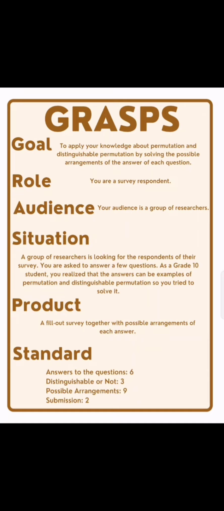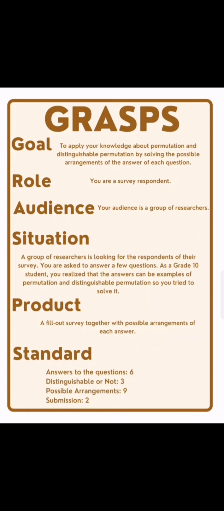Your role is a survey respondent. Your audience is a group of researchers. What is the situation? A group of researchers is looking for respondents for their survey. You are asked to answer a few questions. As a grade 10 student, you realize that the answers can be examples of permutation and distinguishable permutation, so you try to solve it. The product will be a filled out survey together with the possible arrangement of each answer. Now we have the standard, so this is how you will be graded.